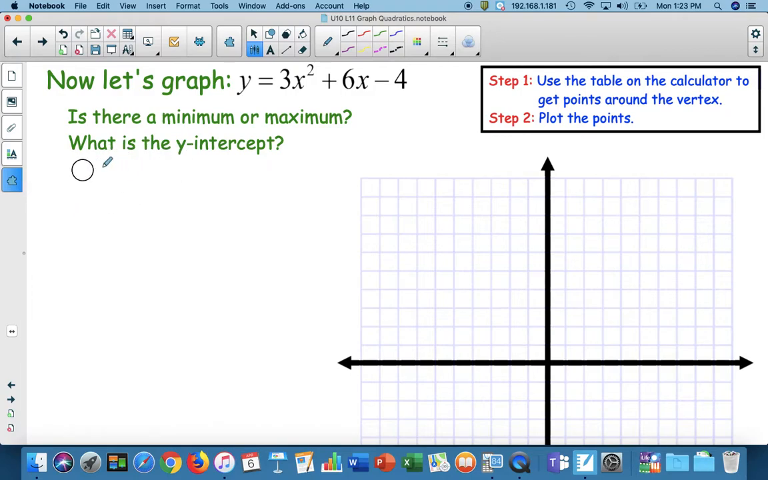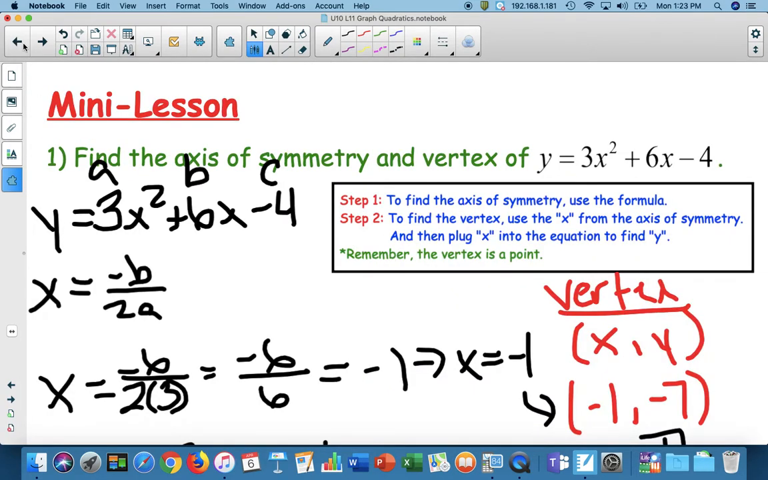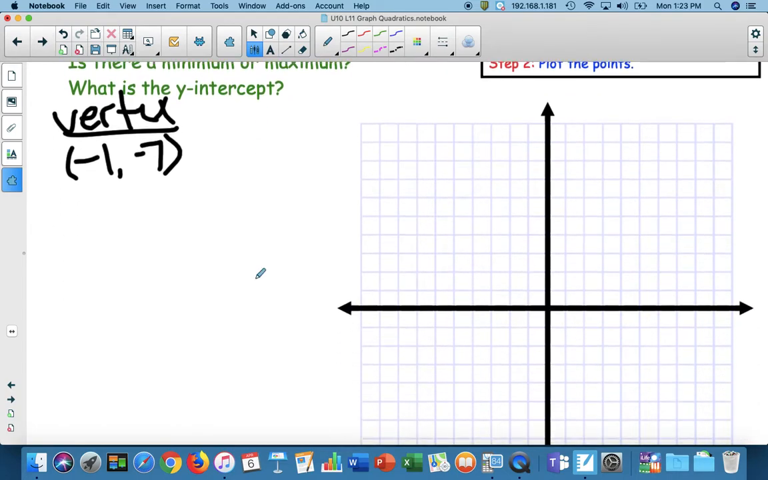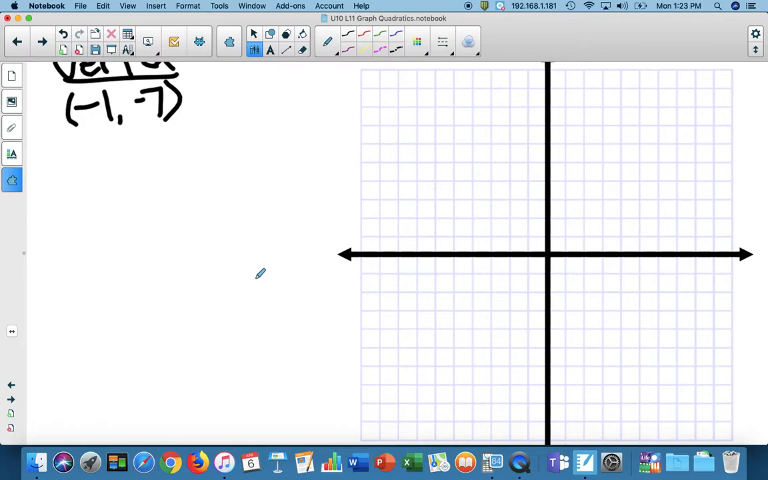All right. So we just did this. If we go back, this is the same exact problem we just had. So we know our vertex is negative 1, negative 7. Okay, we know that. So we're going to graph that first point. I hope it graphs cleanly on here. We're about to find out.